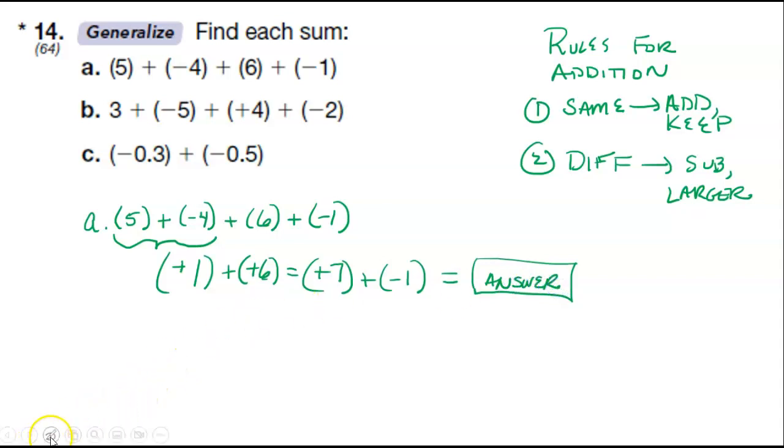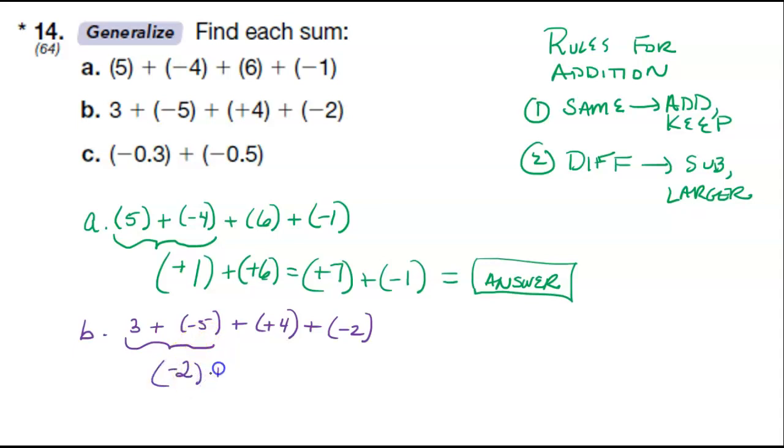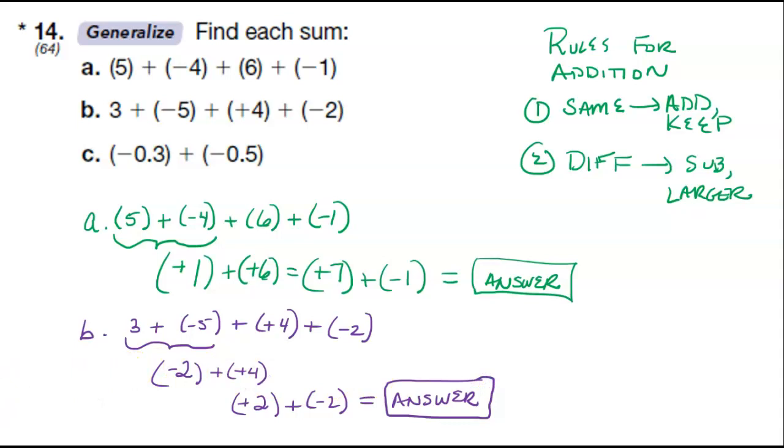Okay, let me get another color, B. So we have 3 plus negative 5 plus positive 4 plus negative 2. We'll do this 2 at a time. So positive 3 plus negative 5, different signs, so I'm going to subtract. 5 minus 3 is 2, and then 5 is larger, so I have negative 2 plus positive 4. Different signs, 4 minus 2 is 2, 4 is larger, and then this is what you have, and you'll get your answer. I'm going to erase and come back, so you might want to pause.